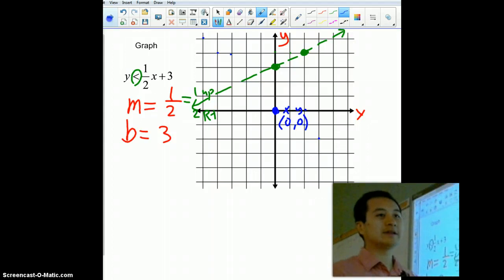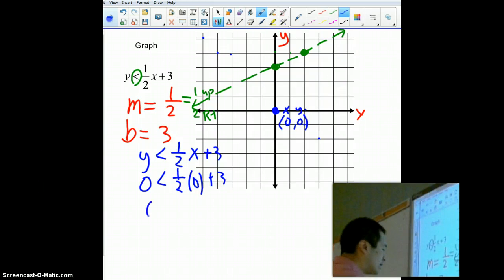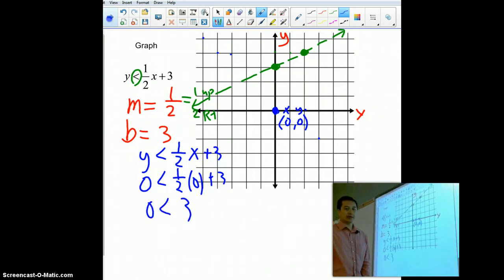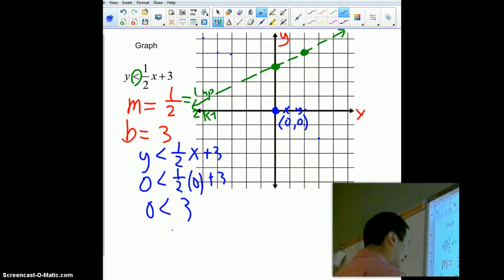He goes, okay. And then I'll stand in my apartment and look down and see if he's okay. So I'll plug in 0 for x, 0 for y. My original equation looks like this: 0 is less than 1/2 times 0, plus 3. 0 is less than 3. Is that true or false? That's false. This is bad.